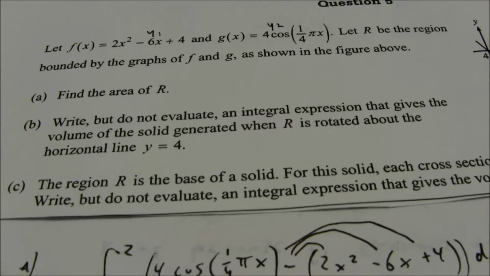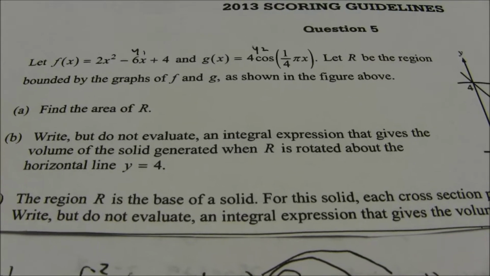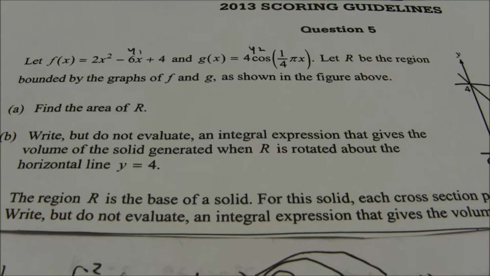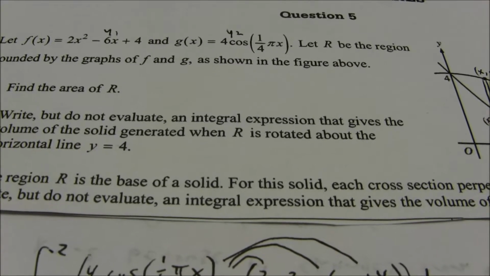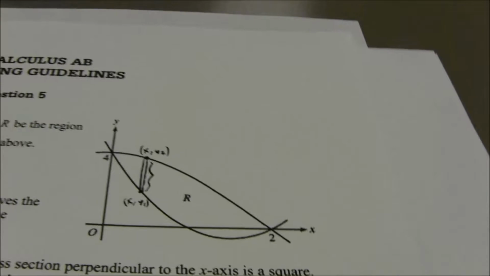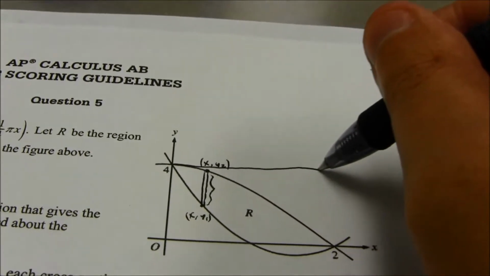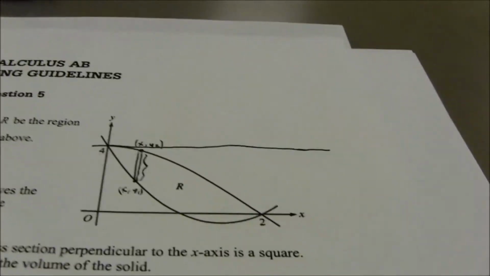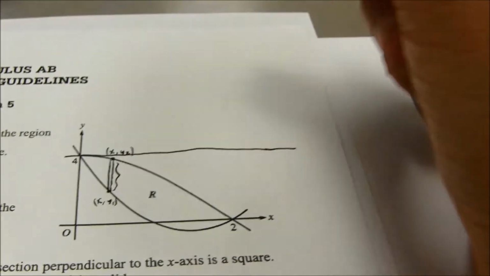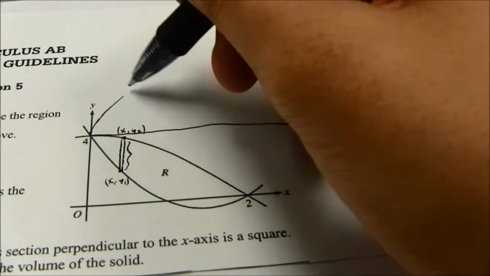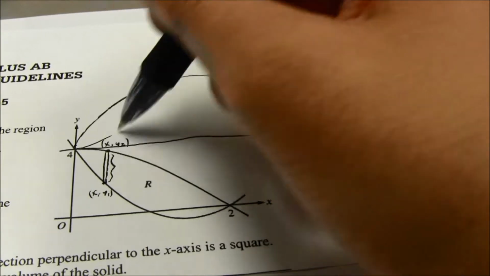Part B says write, but do not evaluate, so it's going to save us some time, an integral expression that gives the volume of the solid generated when R is rotated around the horizontal line y equals 4. Okay? So if we go look up here, y equals 4 is this horizontal line right here. It's going to be rotated around that, and so we're basically going to get an image. This drawing is probably going to be hideous, but let's see what we can do here.